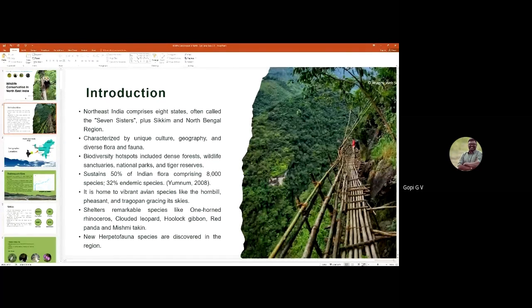Now, if you look at the cultural plurality, it is amazing. If you look at the biodiversity plurality, it is amazing. So in terms of cultural and biological diversity, it is arguably one of the richest regions in the country.